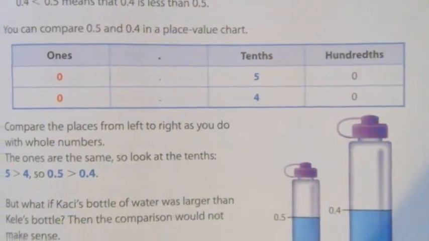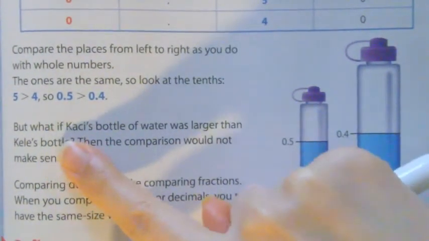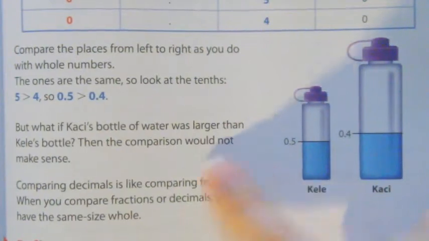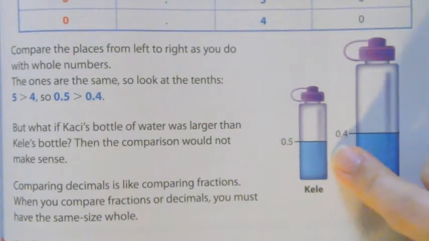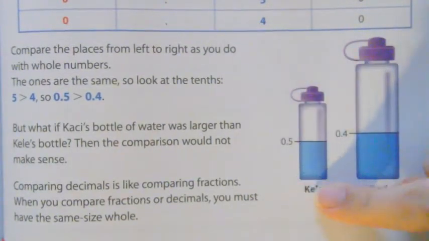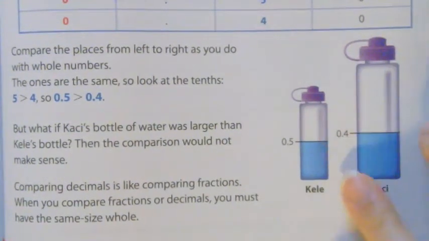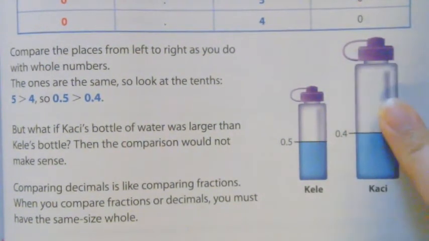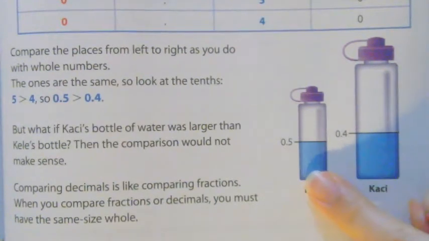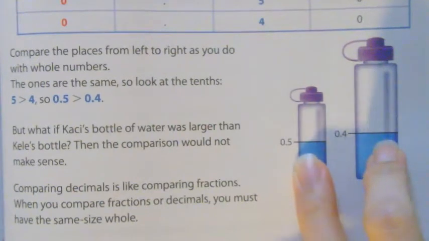All right, but here's a situation. So just having a random person. What if Casey's bottle of water was larger than Keely's bottle? Then the comparison wouldn't work and make sense, right? So if we're comparing 5/10 here, she drank 5/10 of her water bottle. Casey drank 4/10 of her water bottle. But here, take a look. Even though they're still in the tenths, what happens if Casey's bottle is just substantially larger in total than Keely's? Then it doesn't quite compare and show the actual comparison to be true.